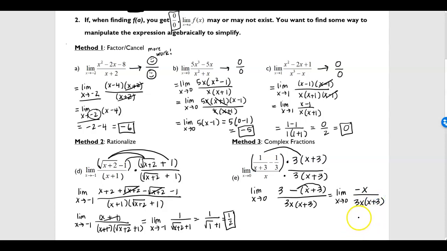Now I can see what I could cancel. Originally, with that original limit, I couldn't cancel anything out. So again, I'm rewriting it until I can cancel something. So the x and the x cancel. So I'm left with the limit as x approaches 0 of negative 1 over 3 times x plus 3, which is negative 1 over 9.